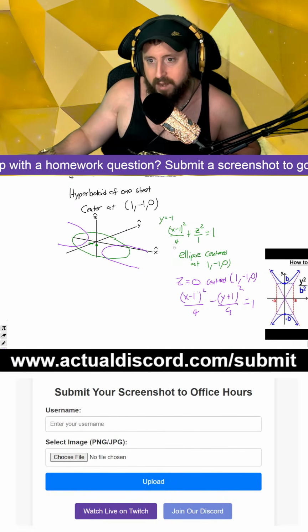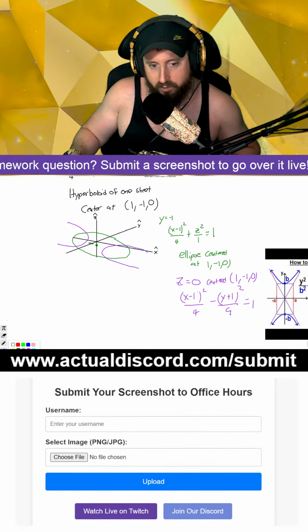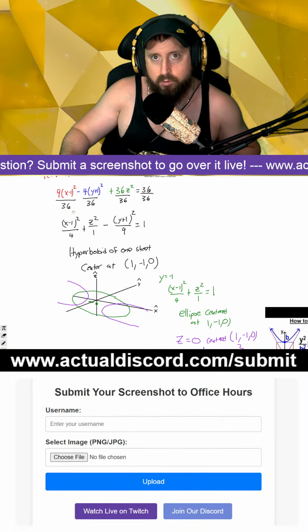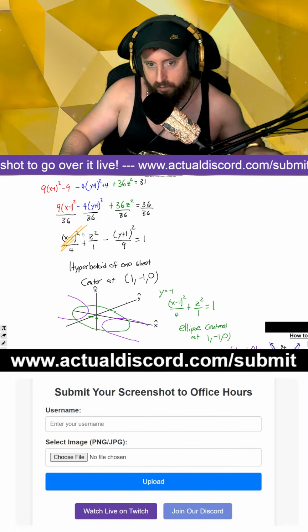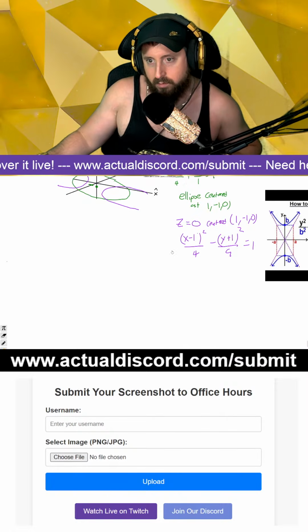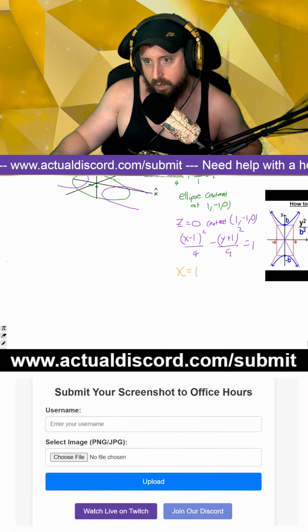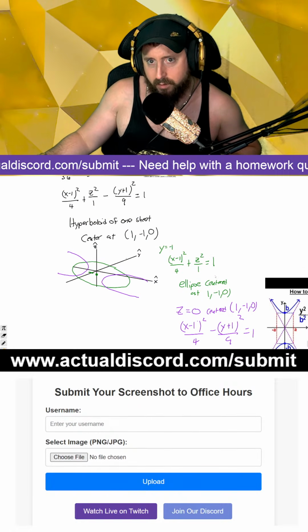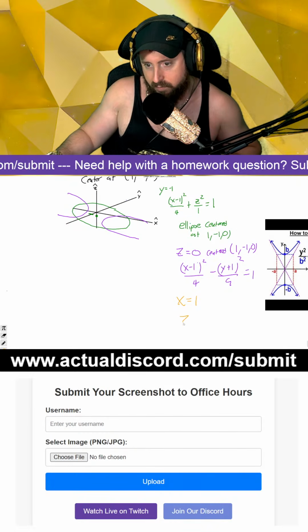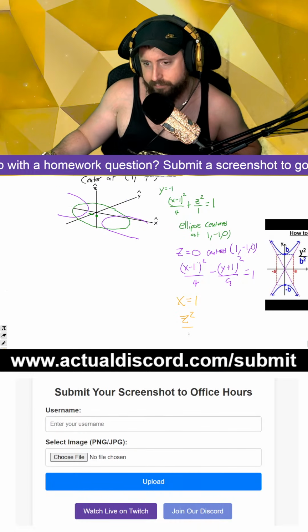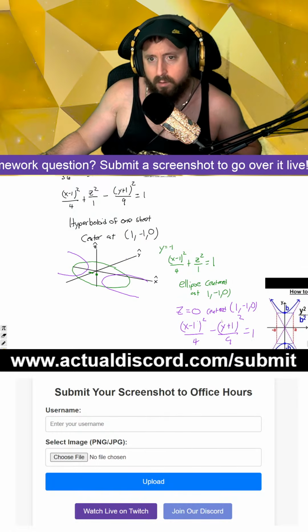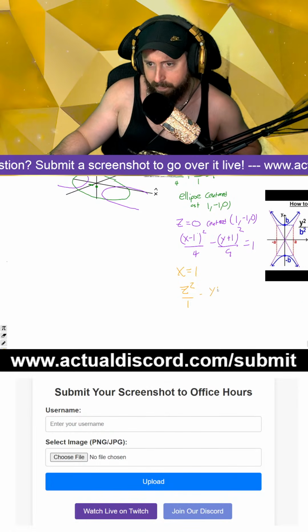So the last one is to set the x term equal to 0, and that's at x equal to 1. You set whatever this needs to be in order for this to go away. So now we can say, okay, cool, x is equal to 1. That's another hyperbola, because that's going to be z squared over 1 minus (y plus 1) squared over 9.